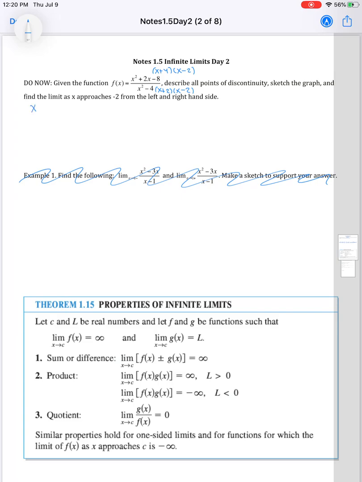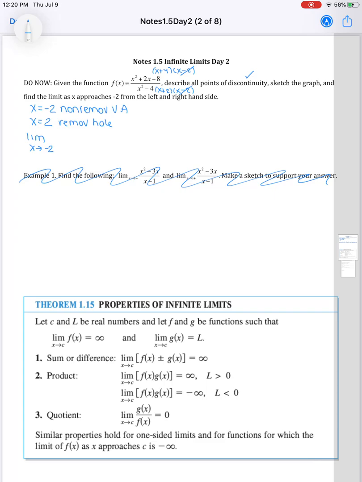We have two things in the denominator that we can set equal to 0. We get -2 and we get a +2. The x minus 2 cancels. So as soon as that cancels, that becomes a removable hole. And the x plus 2 does not cancel, so that is a non-removable vertical asymptote. So you have 2 points of discontinuity. We described it. Okay. We're going to sketch the graph, and then we're going to find the limit.